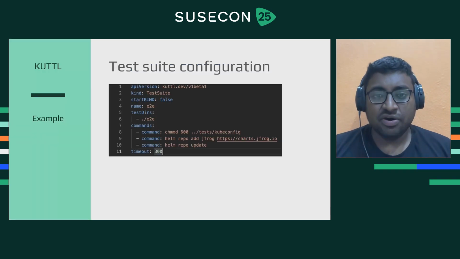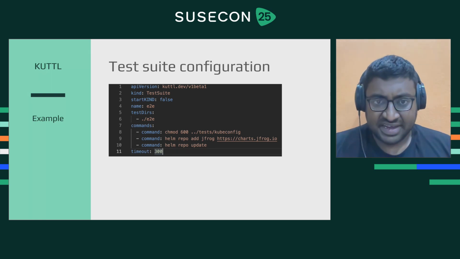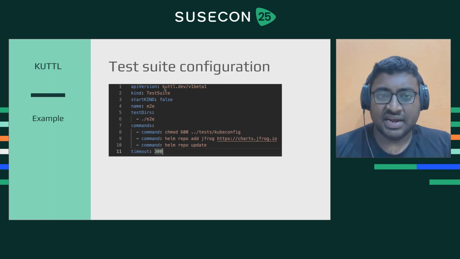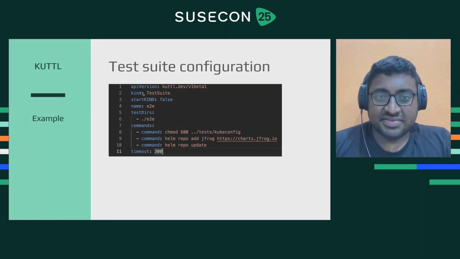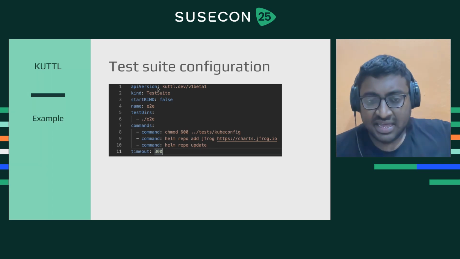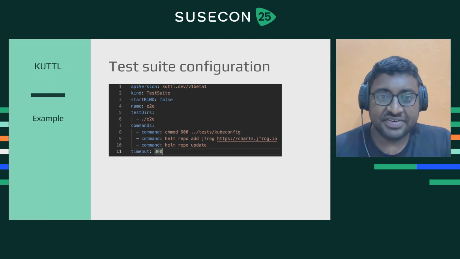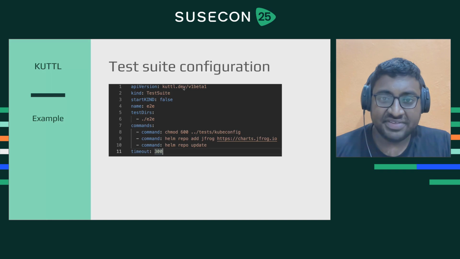Kuttl has three main configurations: one is a test suite, a test step, and a test assertion. This is a sample test suite that I've shown you. Kuttl uses a CRD, a Kubernetes custom resource definition. You can see the kind is TestSuite and the API version is kuttl.dev/v1beta1.